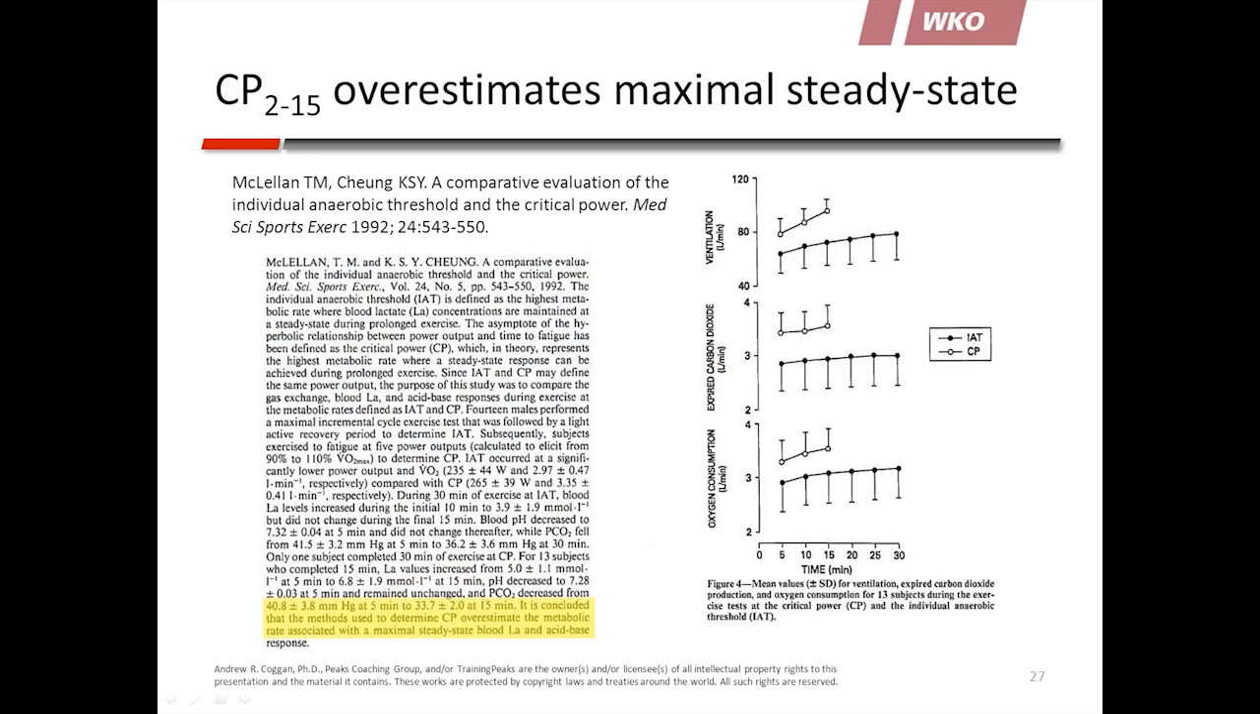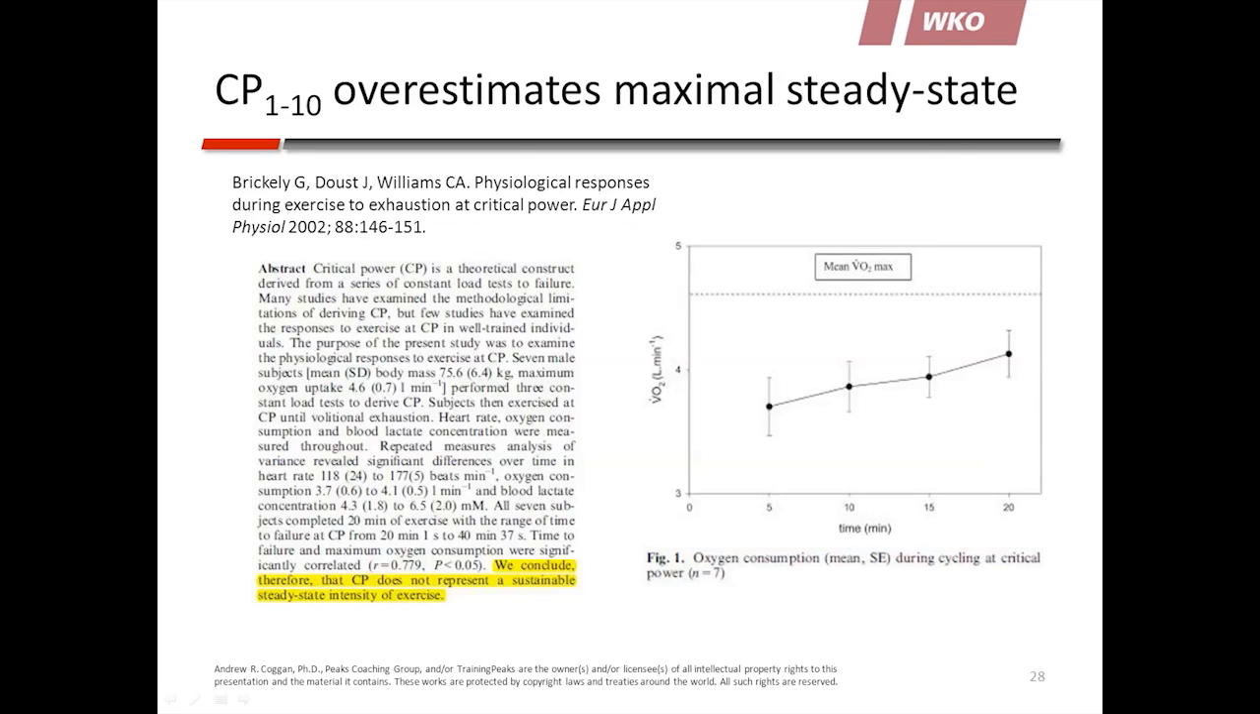But you can see that if they use a 2 to 15 minute time range to define critical power and then ask people to exercise at that power output, it's supposed to represent a steady state exercise intensity, but in fact it doesn't. VO2 drifts upward, ventilation drifts upward, and people fatigue after only 15 minutes of exercise. And therefore the conclusion here is that using this approach overestimates the metabolic rate associated with a steady state. Similarly, if you don't want to look at lactate values, people then started focusing more on the notion of oxygen consumption and the slow component of VO2.